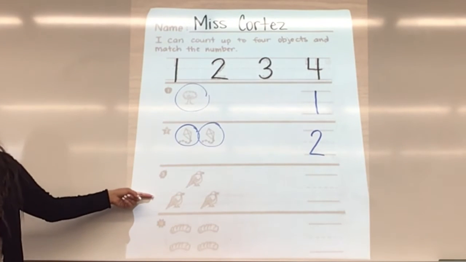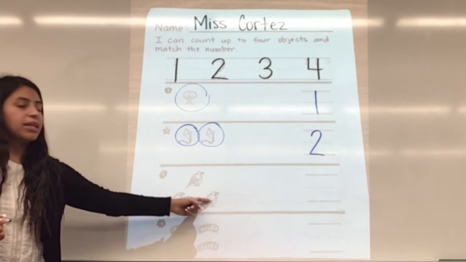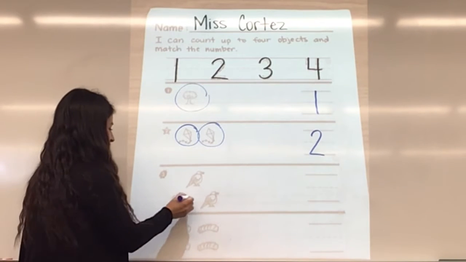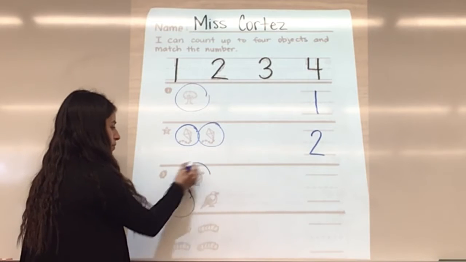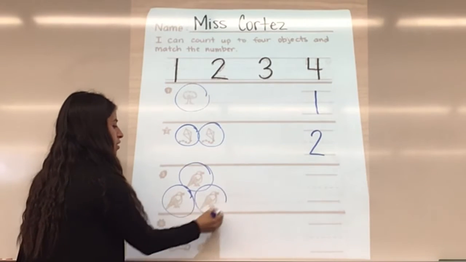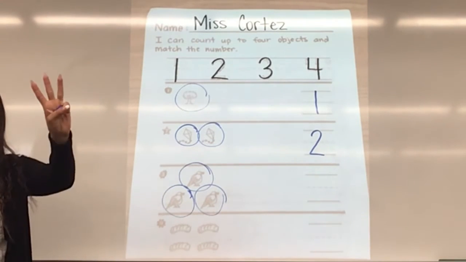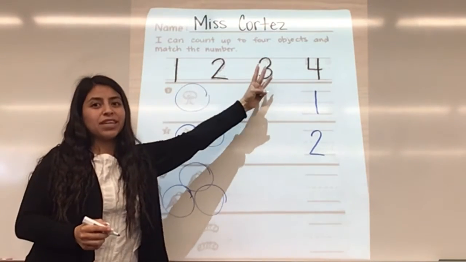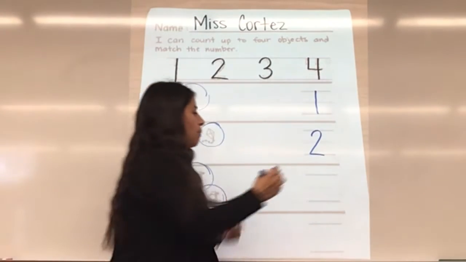Go ahead and go to your third group. How many birdies do you see in that group? Let's circle them and find out. 1, 2, 3. I have 3 birdies. So remember, 1, 2, 3. So I'm going to write that number on my lines.